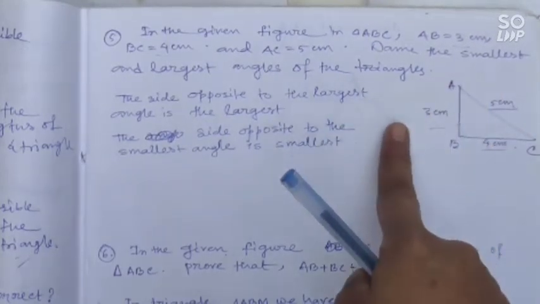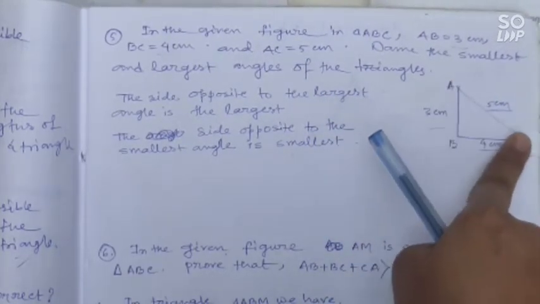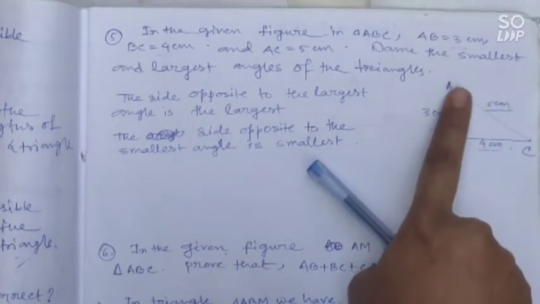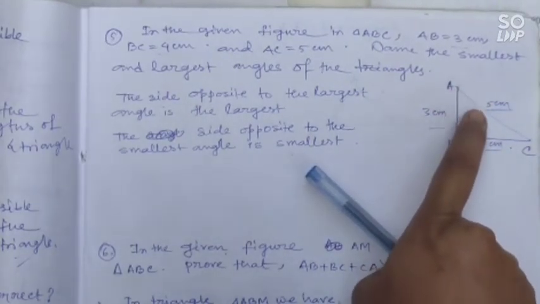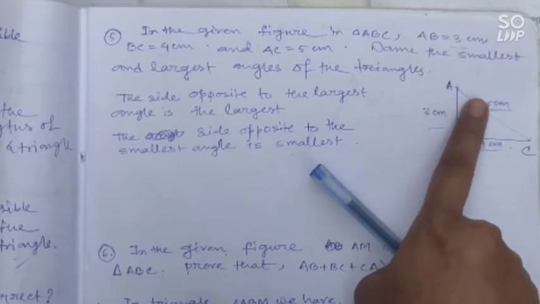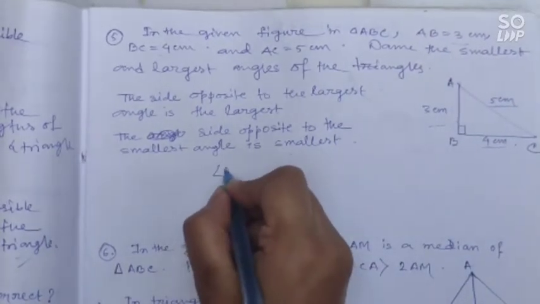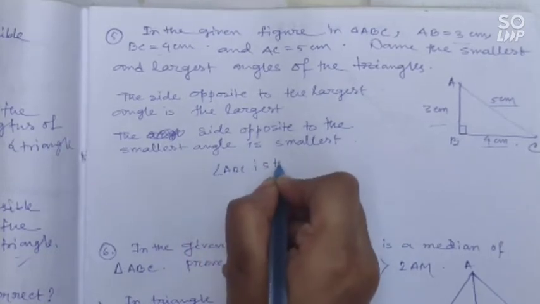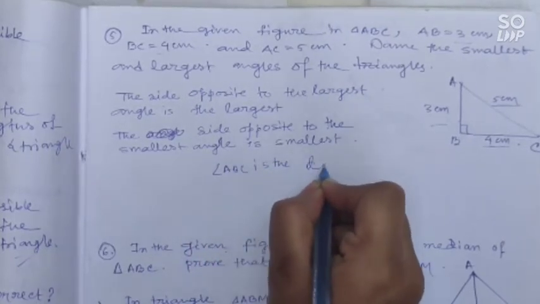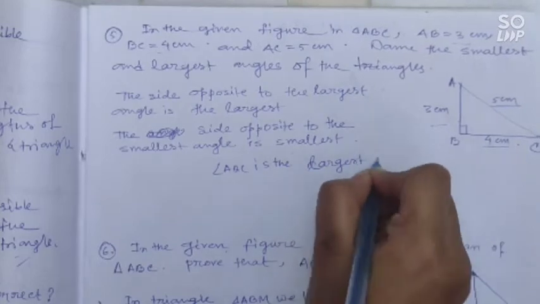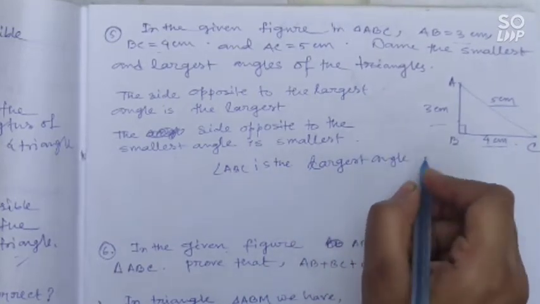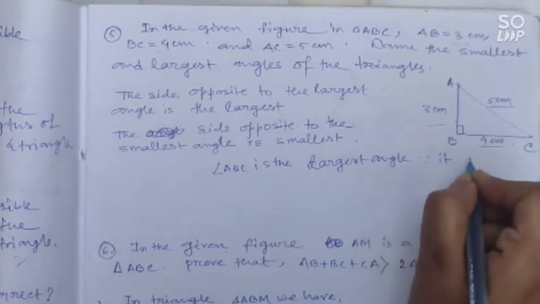So what is the greatest side? AC is the greatest side. So what is the opposite angle of AC? What is the opposite angle of AC? Angle ABC. So that means angle ABC is the largest angle.